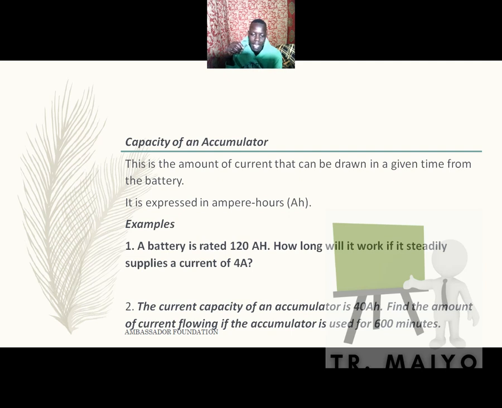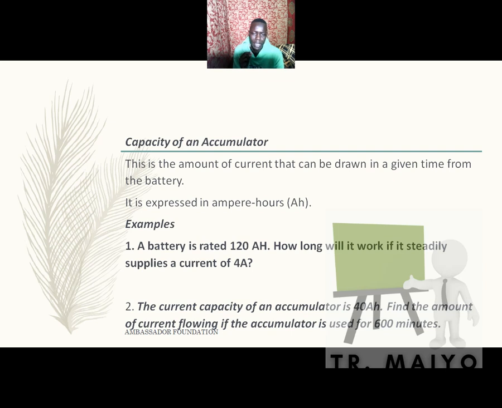Another example there: the capacity of an accumulator is 40 ampere hour. Find the amount of current flowing if the accumulator is used for 600 minutes. So this means that we need to convert 600 minutes to hours by dividing by 60. We get 10 hours, and we are looking for current.